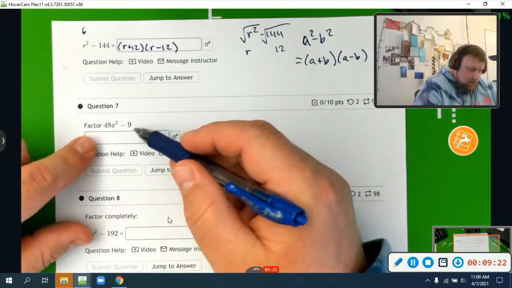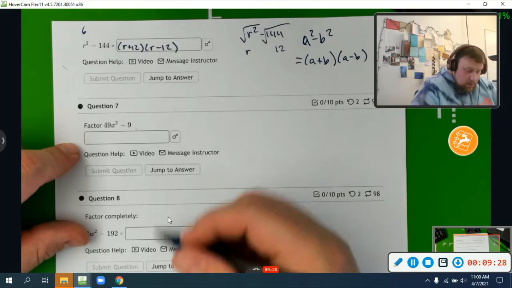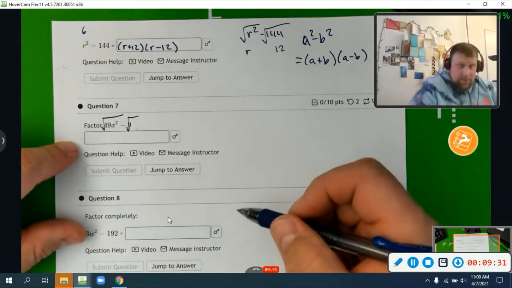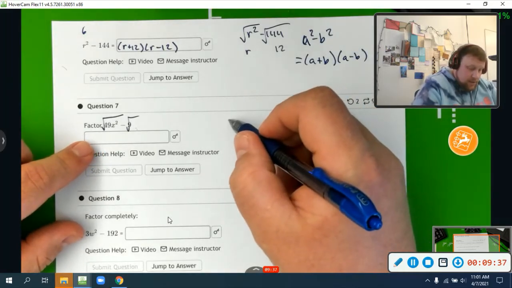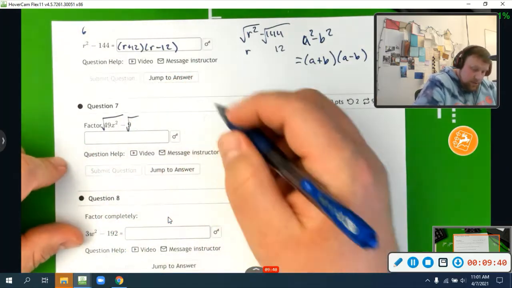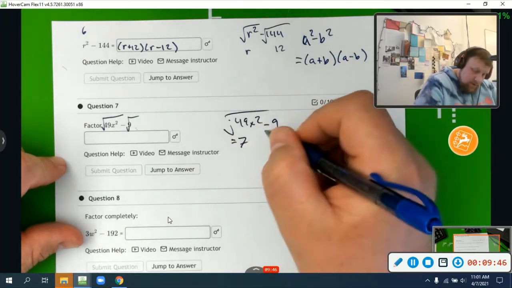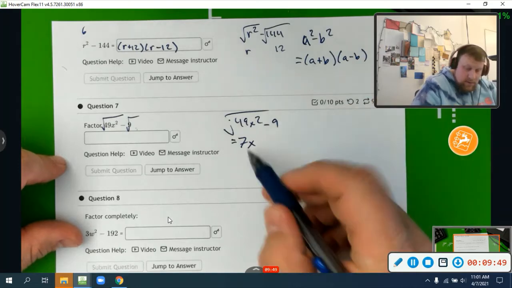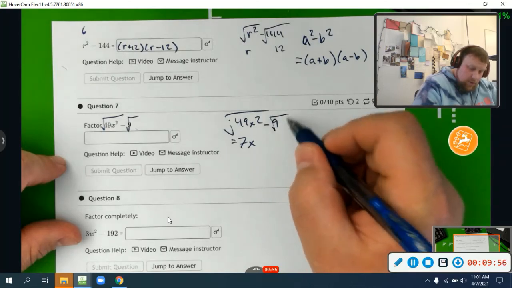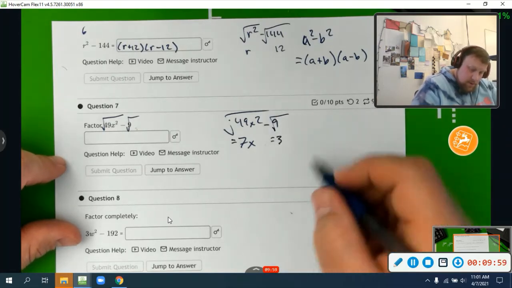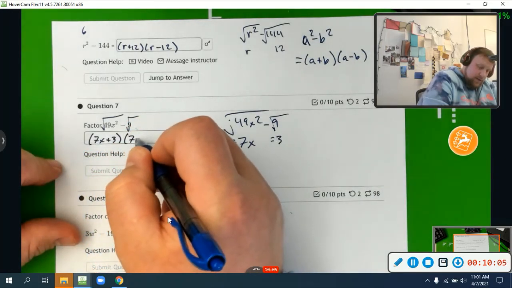Okay, again, let's look at 7. Factor this. Well, first of all, can I pull anything out of a 49 and a 9? No. Okay, so let's square root it. Again, when I'm missing that bx term, that's my clue. What's the square root of 49x squared minus 9? Square root of 49 is 7. Square root of x squared is x. See how you square root those individually? And then, what's the square root of 9? It's 3. So I'm going to end up with 7x plus 3 times 7x minus 3.